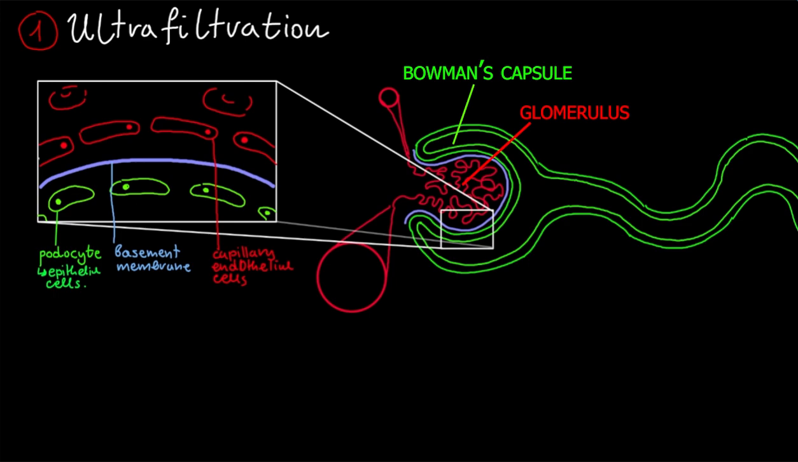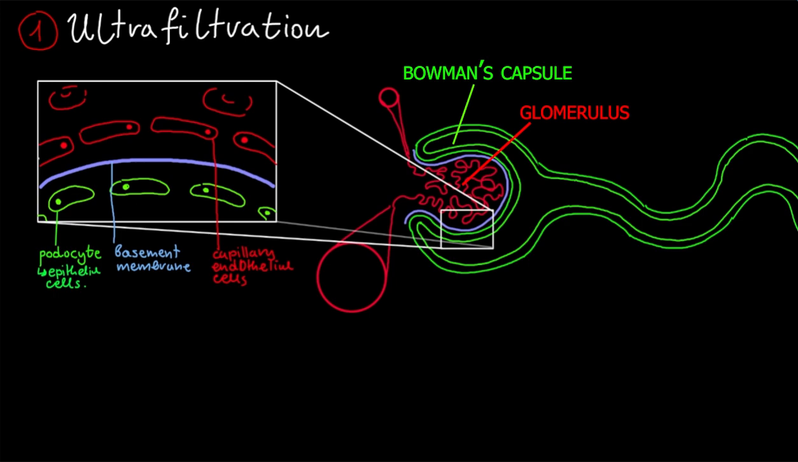The things that shouldn't be filtered out, that we shouldn't really find in the filtrate, are things like big red blood cells, or blood cells in general, and big polar proteins. That's because in a normal body they wouldn't be able to pass through those gaps in the epithelial cells of the podocytes and endothelial cells of the capillary.